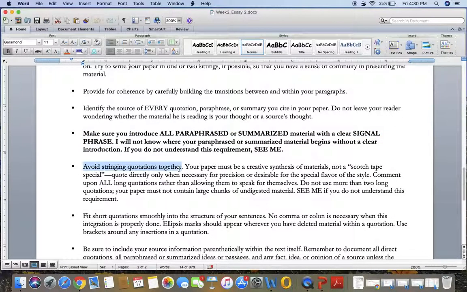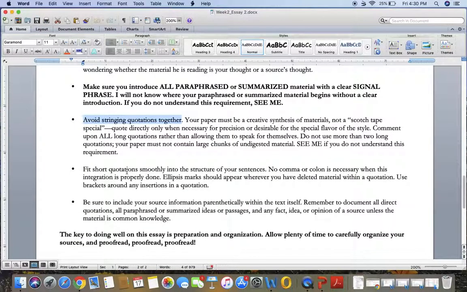Avoid stringing quotations together. When you have quotes and paraphrases just back to back, it really does get quite choppy, and really the majority of the paper, over 50% of the paper, should be your writing. You're using these sources to support your argument. You're not just putting a bunch of sources together.